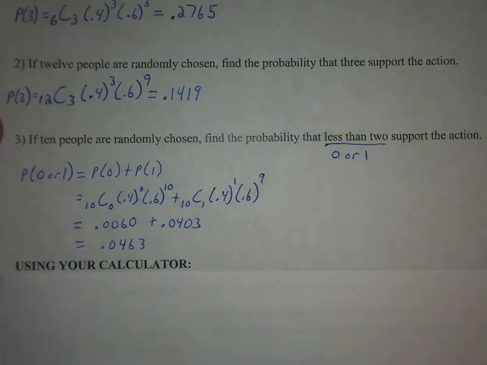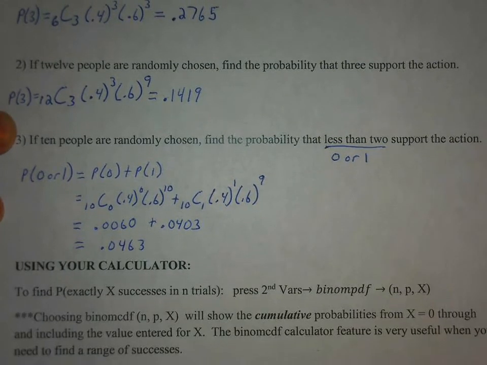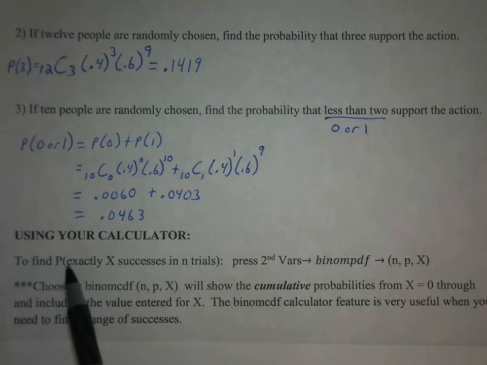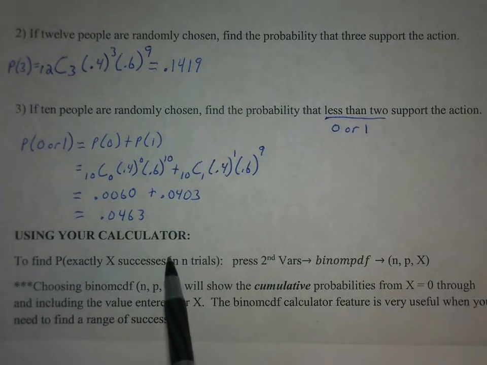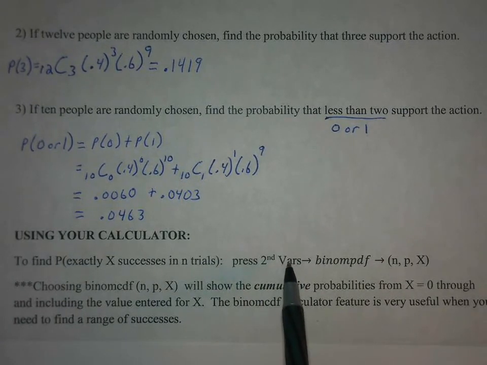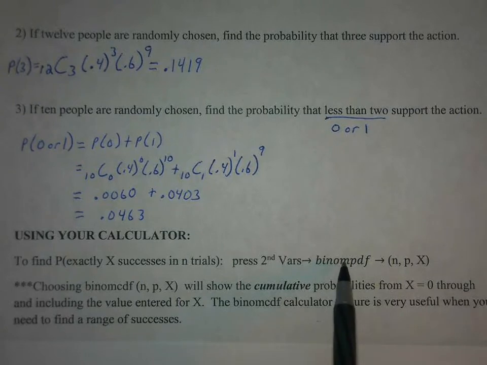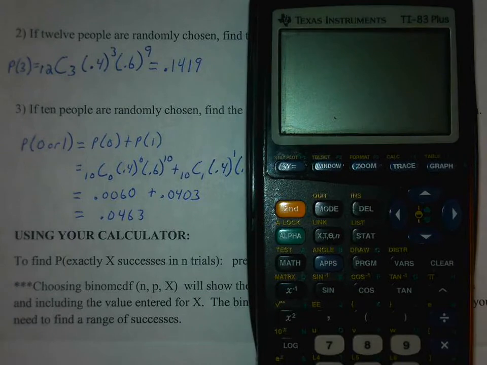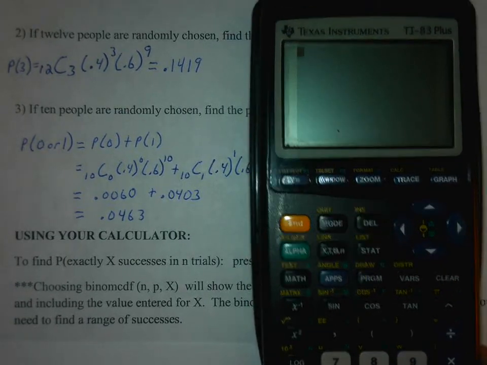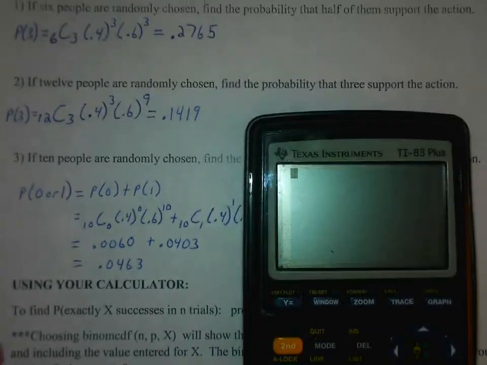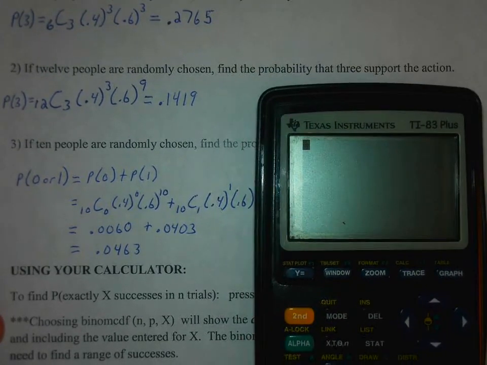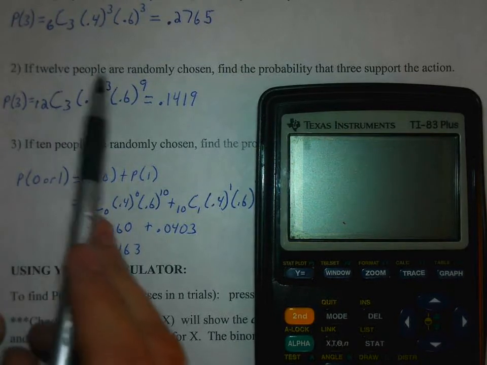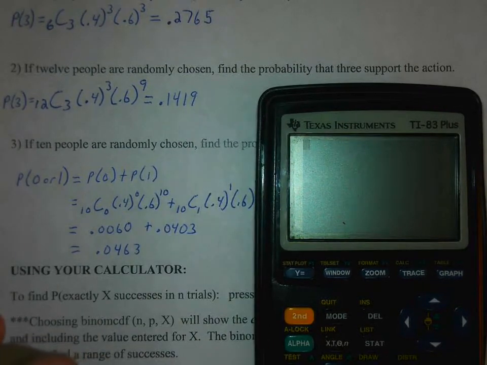Okay, so using your calculator, to find the probability of exactly X successes in N trials, we press second vars, and then binom PDF, and then N, P, X. Okay, that looks confusing, but when you see the steps, it'll be fairly straightforward. So rather than doing all this by hand, let's just look at number 2. So we chose 12 people. We want to find exactly 3 supporting the action.